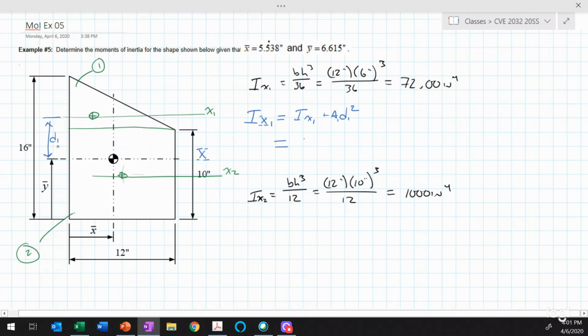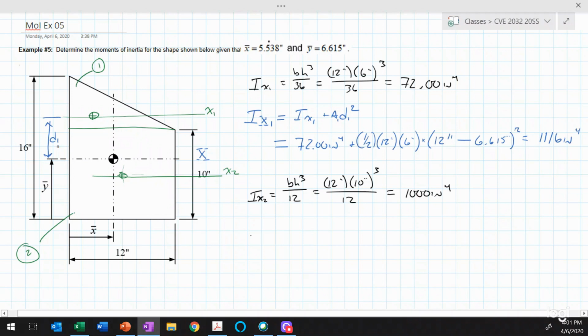I can go in here and say that this is equal to 72 inches to the fourth plus the area, 1/2 the base times the height of the triangle. So 1/2 the 12 times the height of 6 inches, and then times the distance d squared. That distance is going to be 12 inches: we go up 10 plus 1/3 of 6, which is 2. Then we subtract out the location of the centroid of the composite shape, and that gets squared. When we push those numbers through, we end up with 1,116 inches to the fourth.